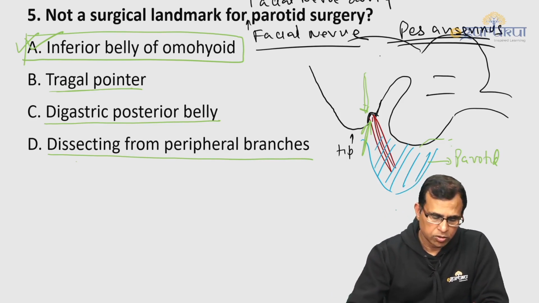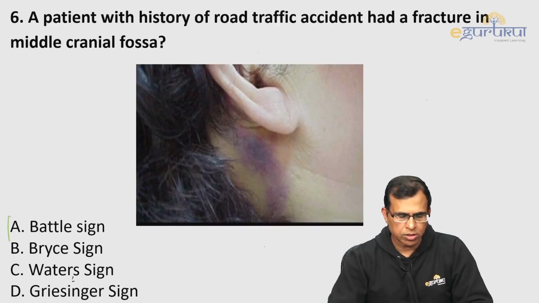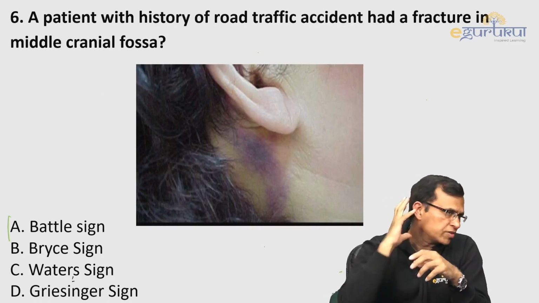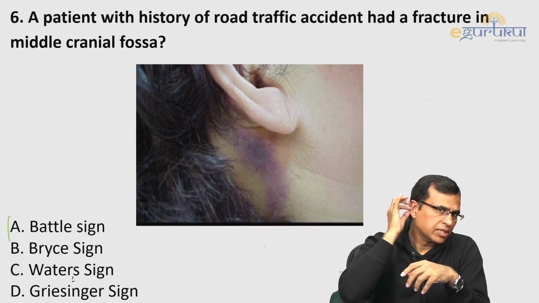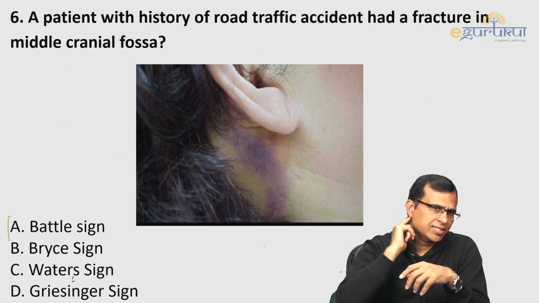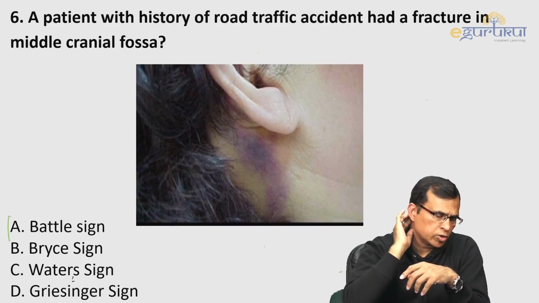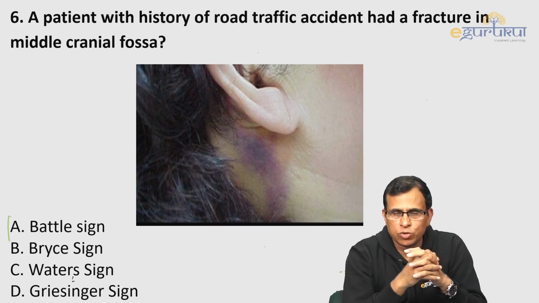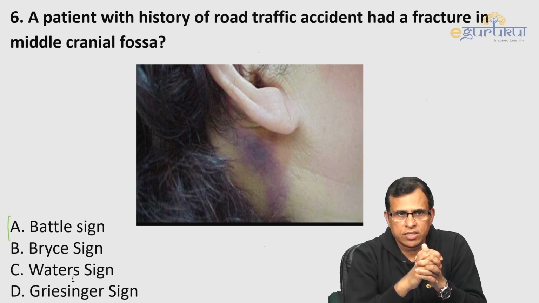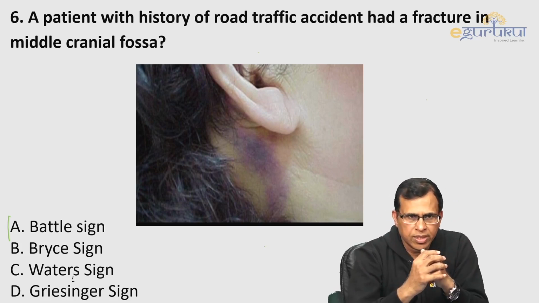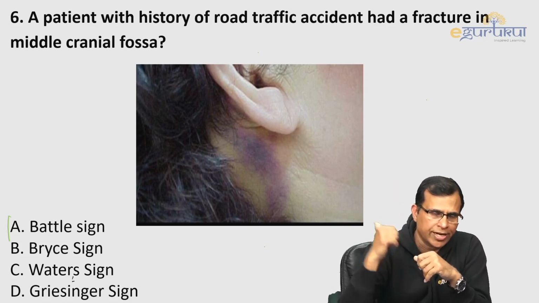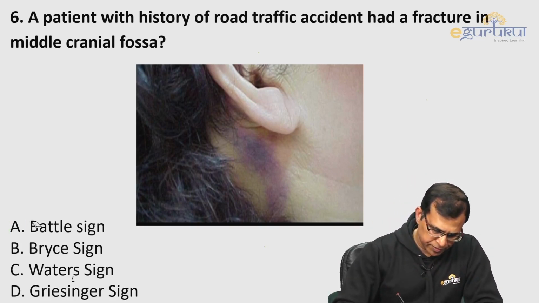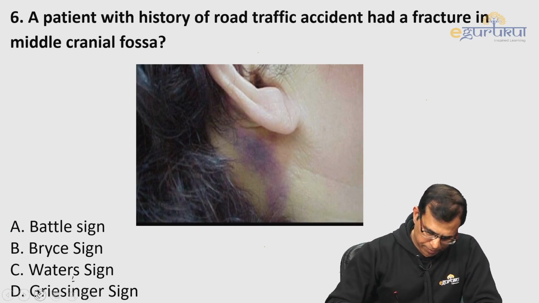Right. Question number 6 is an image based question. You can see the X-ray of the mastoid area, behind the pinna, and the skin is colored. There is some ecchymosis in the skin, some bluish color. The question says that the patient met with a roadside accident, had a fracture of the skull base or middle cranial fossa, and they have shown this image. And what is this sign? This is Battle sign. Very straightforward, Battle sign.